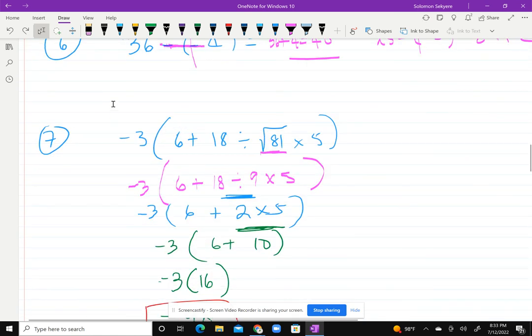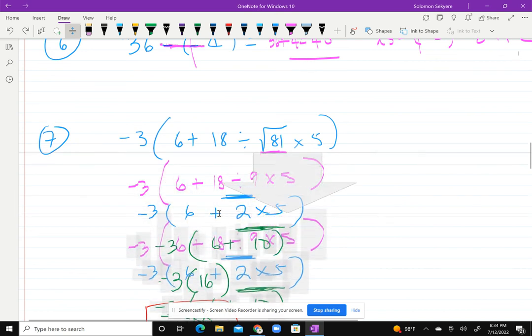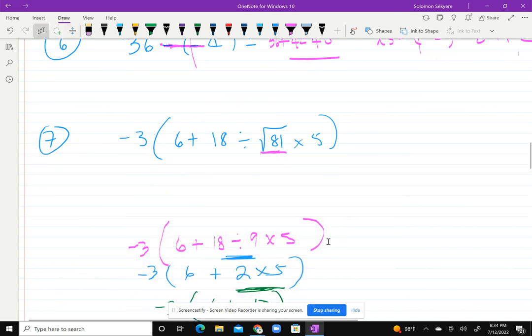What is negative 3 parenthesis? Okay, all these here. So PEMDAS, right? PEMDAS. What are we going to do? We're going to do what's in the parentheses first.